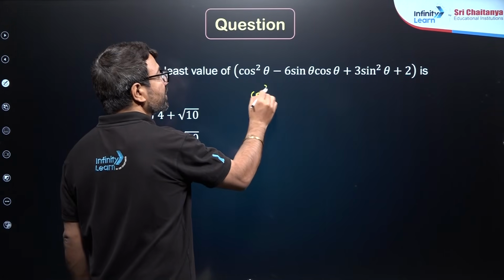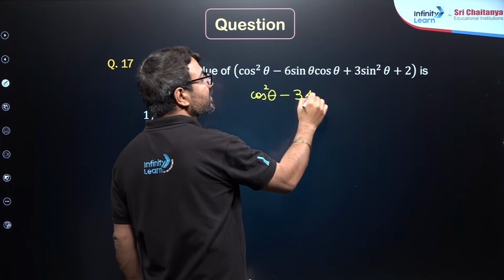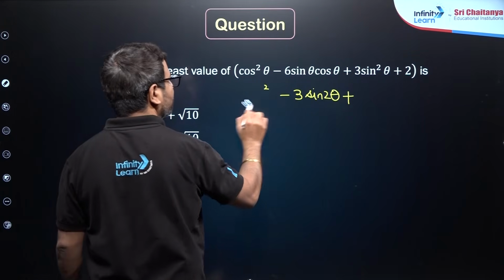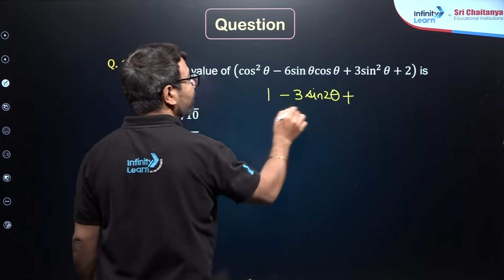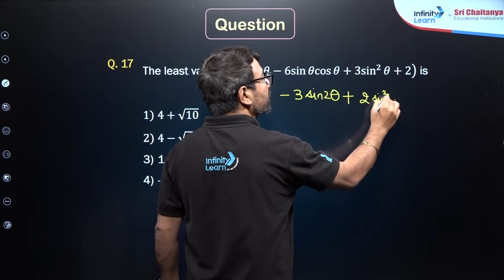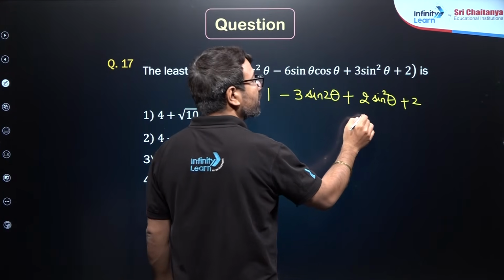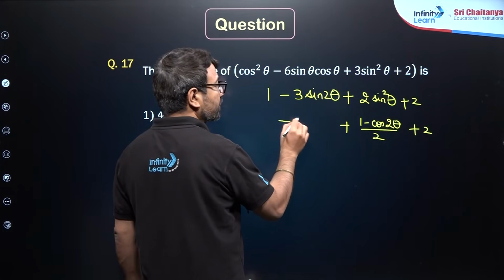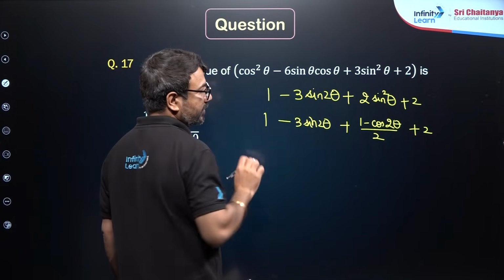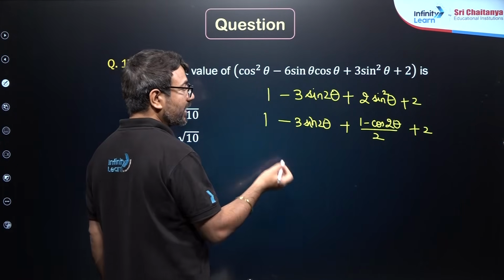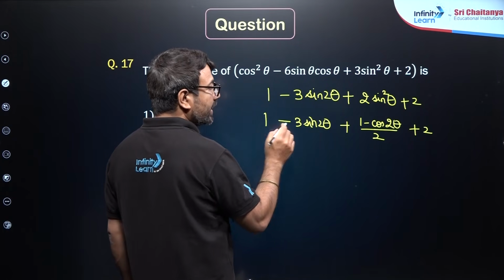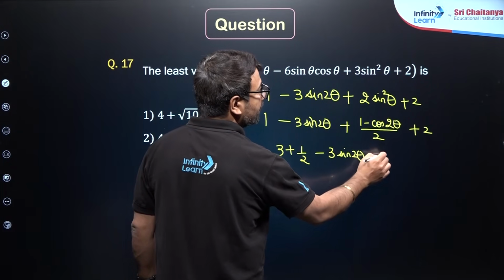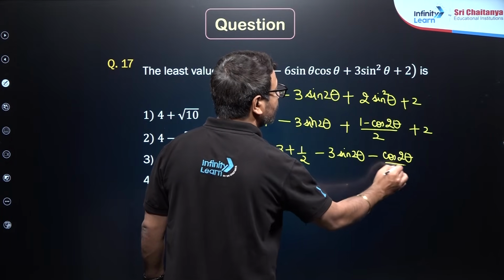Next, the least value of this function they are asking: cos squared minus 3 times sine 2 theta, and then 3 sine squared. So cos squared plus sine squared you can write as 1. Here you are left with 2 sine squared, and then plus 2. 2 sine squared can be written as (1 minus cos 2 theta) upon 2, plus 2, minus 3 sine 2 theta, and then 1. If you open up the bracket, 1 plus 2 will become 3. And then 3 plus half, you will have minus 3 sine 2 theta, and minus cos 2 theta upon 2.